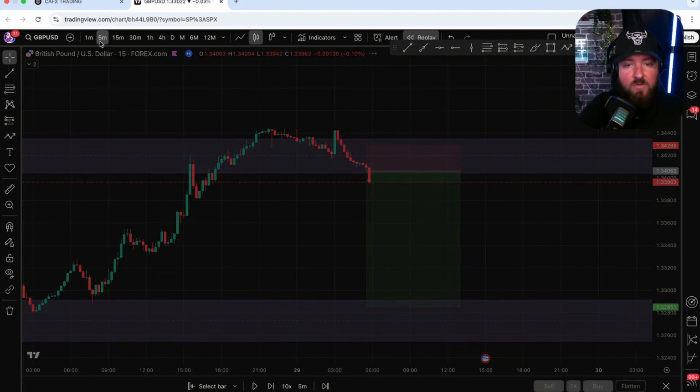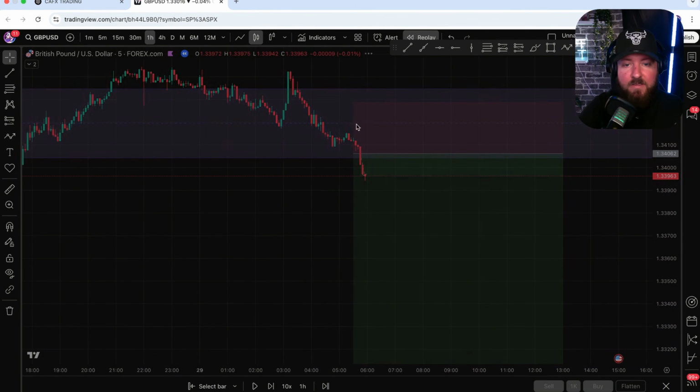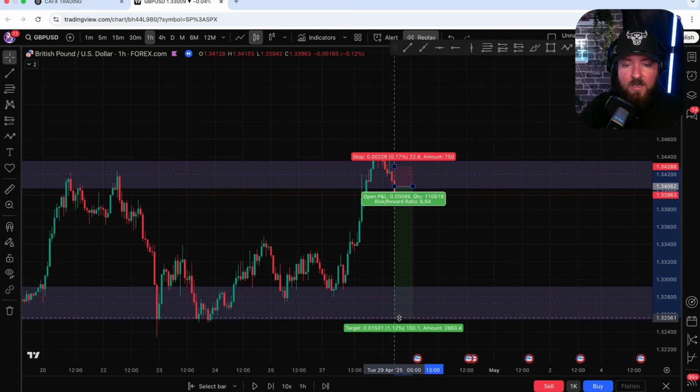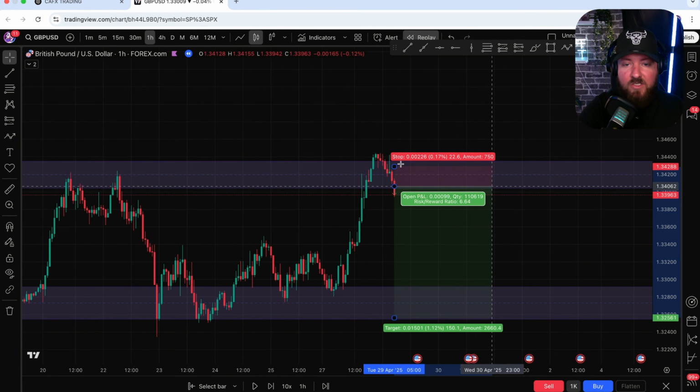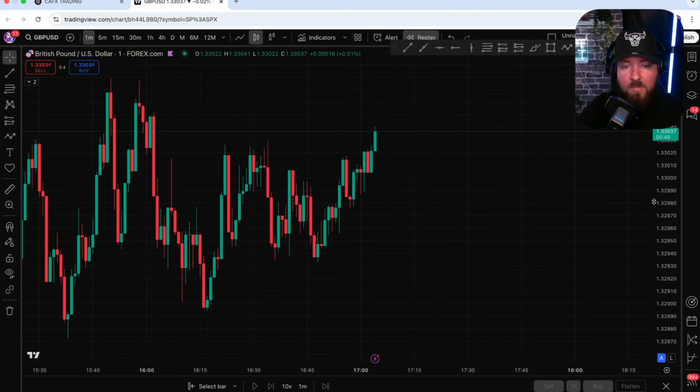So let's just go to the 5-minute time frame. Yeah, I'd say that looks pretty safe. Let's go back to the 1 hour and this target. So that's a 1 to 6. Take a 1 to 5. Now that's a 1 to 5. Take a look on the 1-minute time frame.